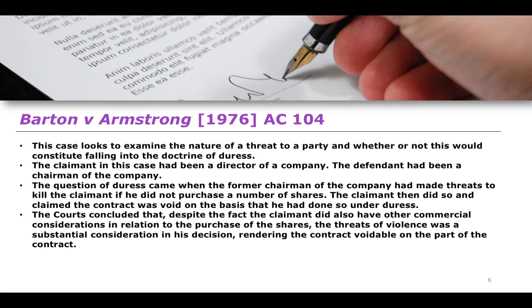So, obviously, the threat was quite substantial in this case, and it was found on the facts of the case that it was this threat of violence that caused the individual to decide to enter into this contract, and so as a result you could say that there was a successful claim of duress, even though there were other subsidiary considerations which were commercial in nature that the claimant could have also considered in relation to the purchase of those shares.